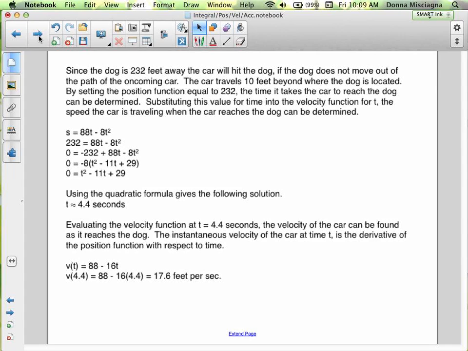Evaluating the velocity function at t equals 4.4 seconds, the velocity of the car can be found as it reaches the dog. The instantaneous velocity of the car at time t is the derivative of the position function with respect to time. So v of t is just the derivative of 88t minus 8t squared, the position function. And we know from the last page it was 88 minus 16t. We're just going to plug in 4.4 for t, and we find out that the car is traveling at 17.6 feet per second. It's pretty fast. Hopefully the dog has moved out of the way. But like I said, dogs are smart.